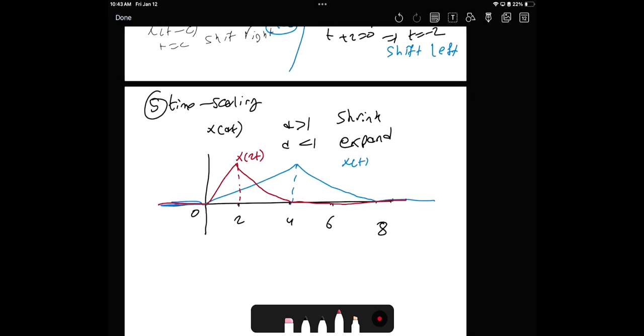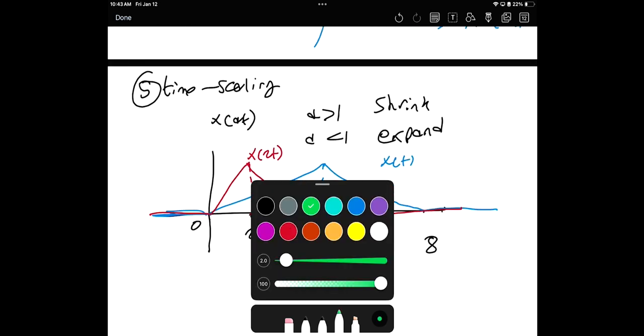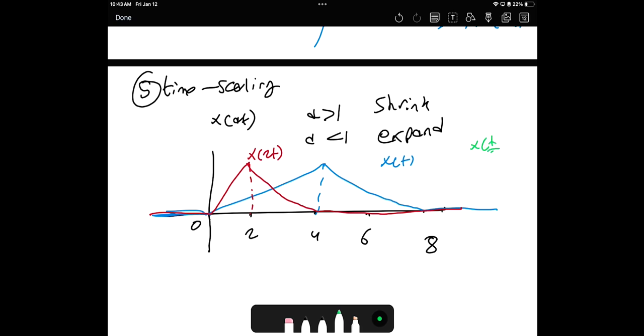How about x of t over 2? Then you will expand it twice. By expanding it twice, it will reach the peak at 8. Then it will keep going until reaching 16. Okay? So it depends on whether the factor is larger than 1 or lower than 1. Any questions?